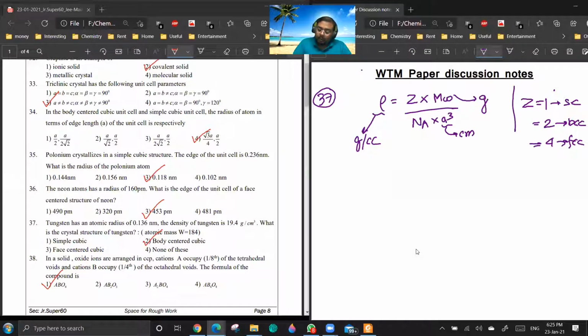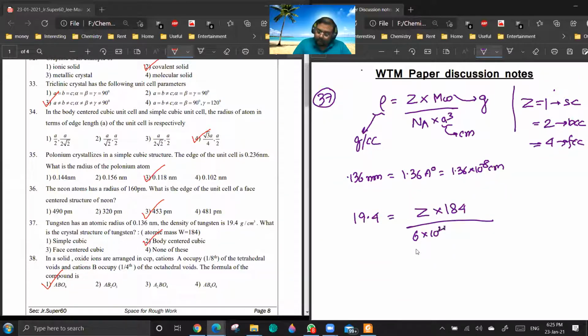Now, if I'm talking about 0.136 nanometer, 0.136 nanometer is basically 1.36 angstroms. That is 1.36 into 10 to the power minus 8 centimeter, right? Okay. So I can write 19.4 is equal to Z, which is something I want to find out, times MW is 184 by Na is 6 into 10 to the power 23 into 1.36.